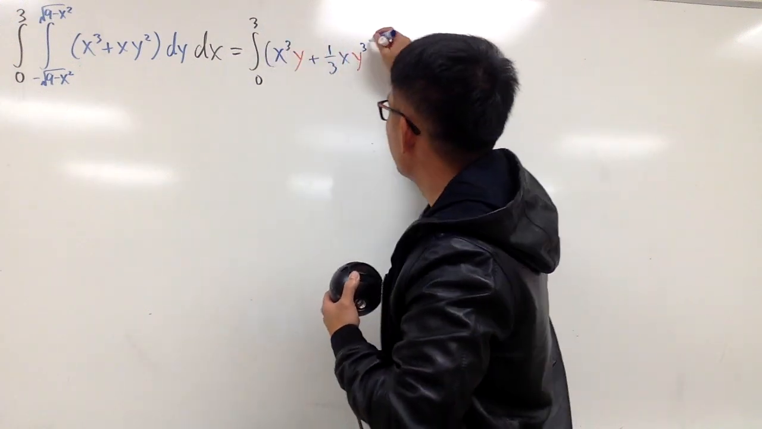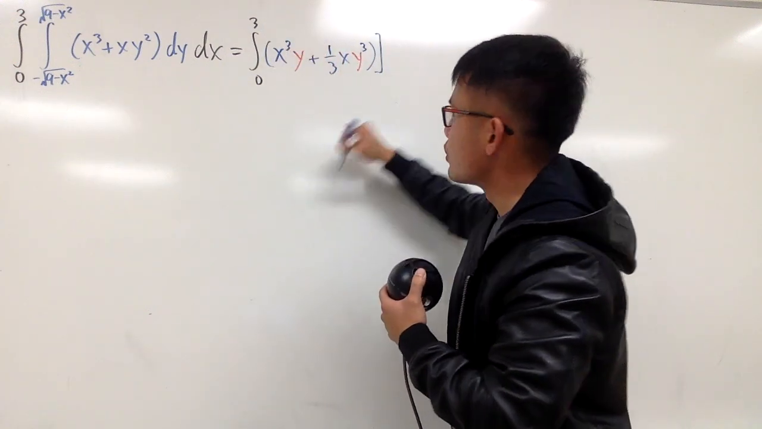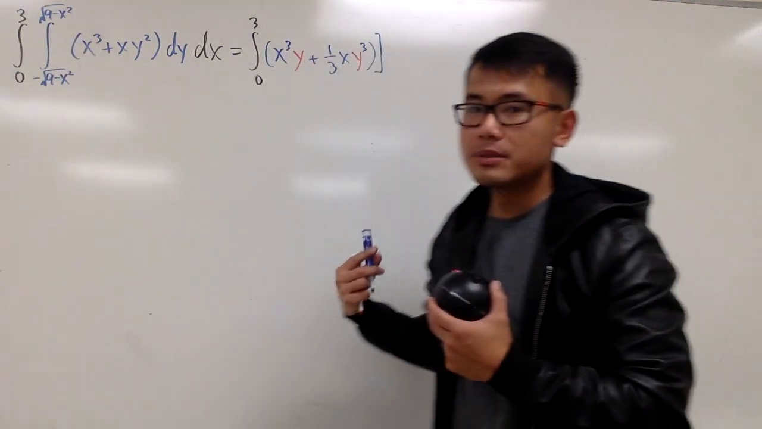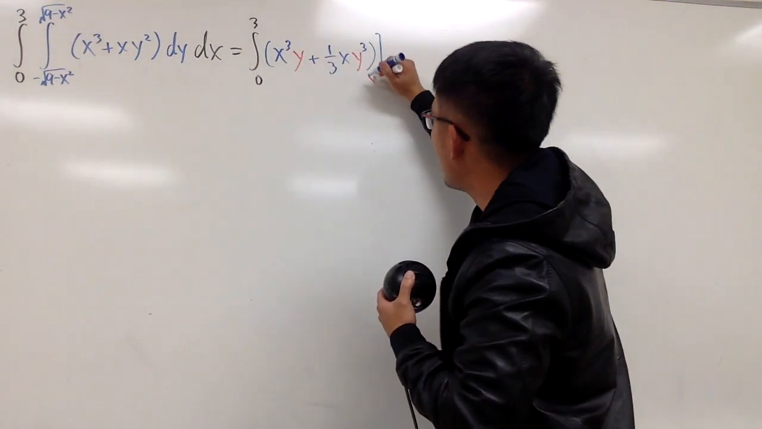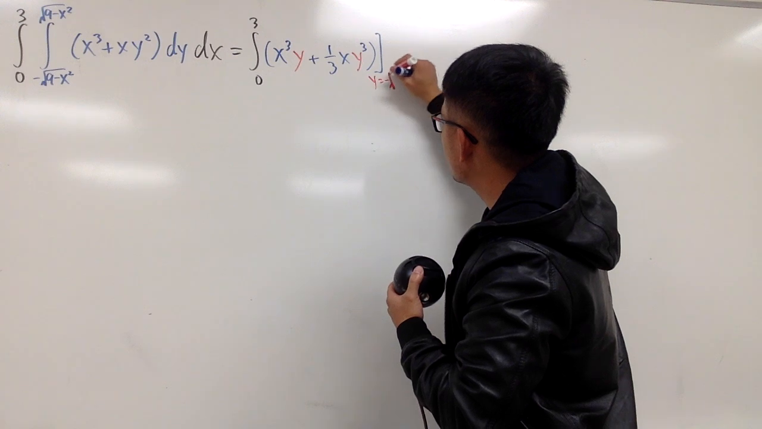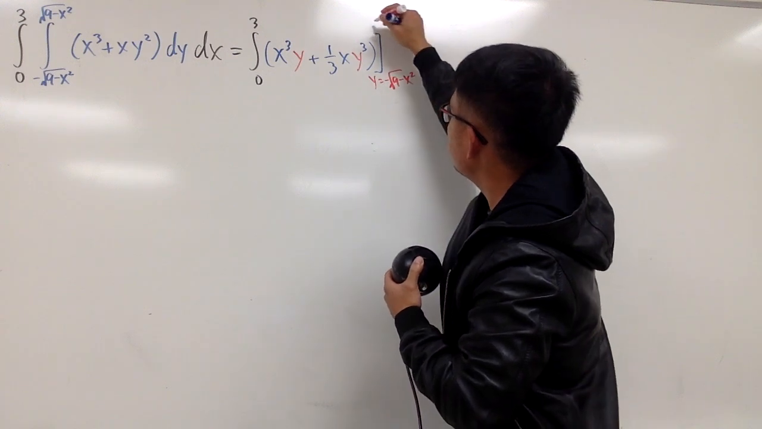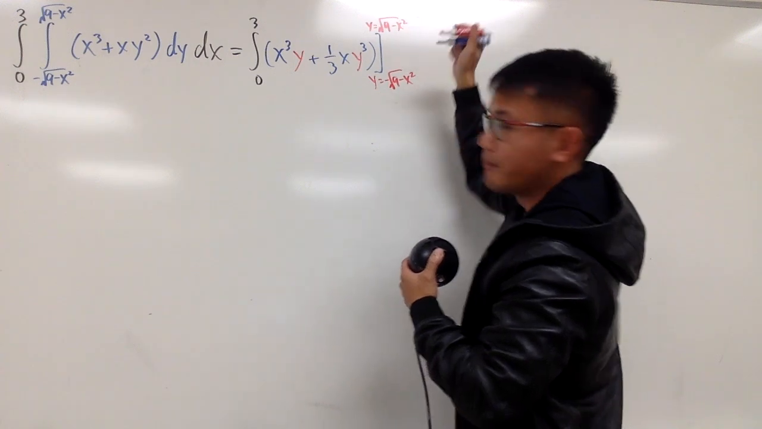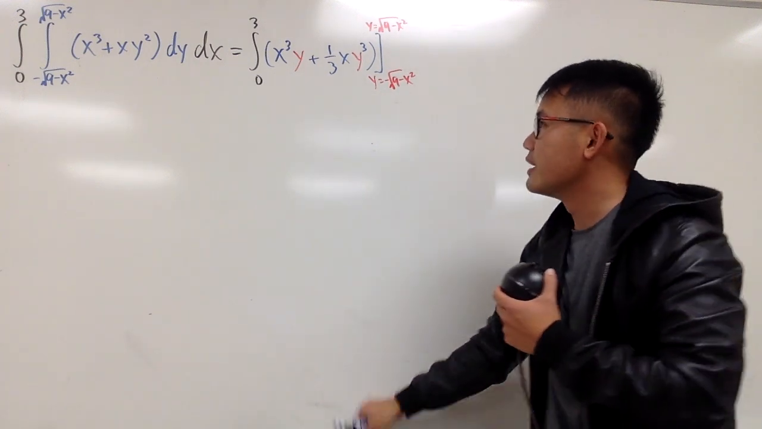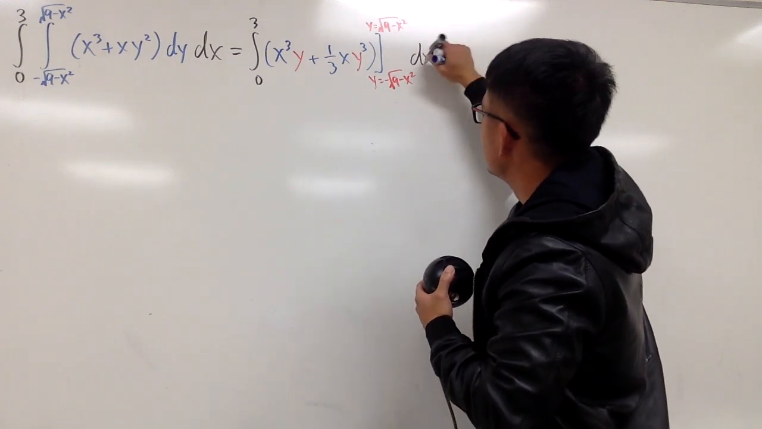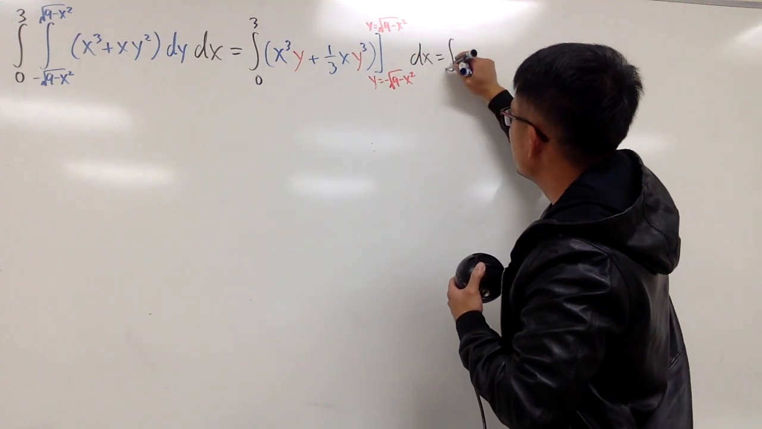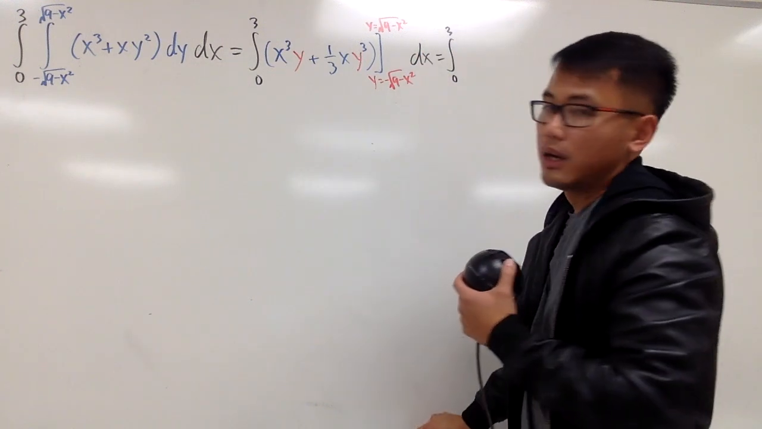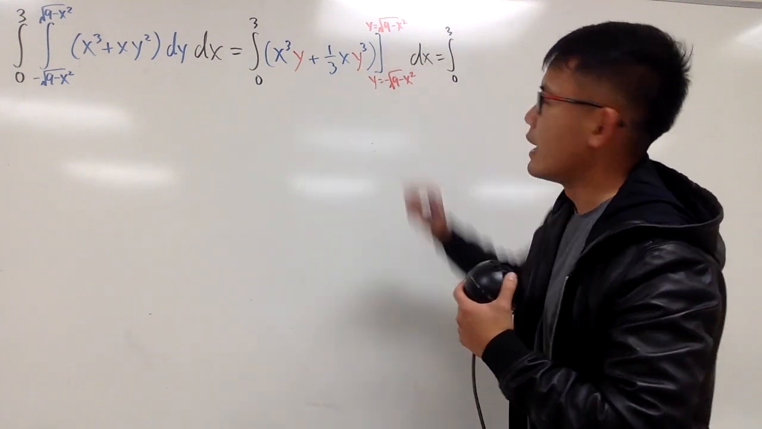And we have to just plug in, right? So remember, these right here are in terms of y. So we are saying that y is equal to negative square root of 9 minus x squared up to y is equal to positive square root of 9 minus x squared. And then in the end, we still have the dx, of course. And you will see that this is equal to the integral from 0 to 3. We just have to plug this into all the y's.